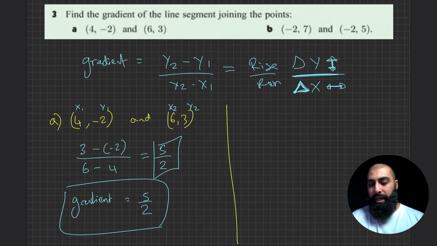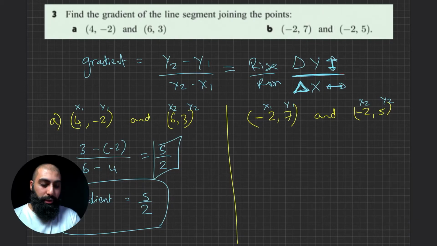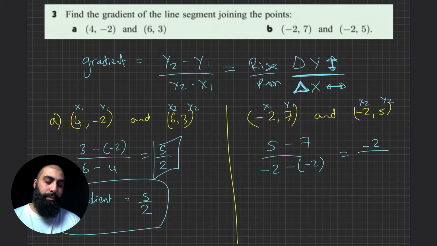So for part B, I'm going to do exactly the same thing. Remember to label your coordinates. So I'm just going to write these down. Let's label these now. So I've got my x1 and my y1 and my x2 and my y2. I'm going to substitute those into the formula. So I've got 5 minus 7 over negative 2 minus negative 2 again. Okay, so I've got 5 minus 7, which is minus 2. And then I've got negative 2 minus negative 2, which is basically 0.